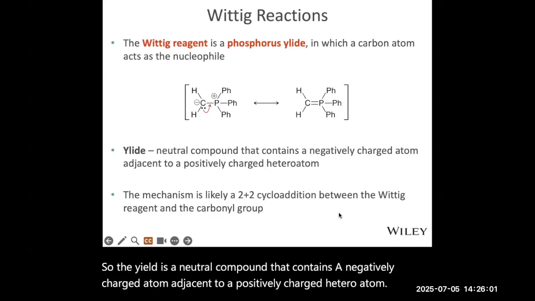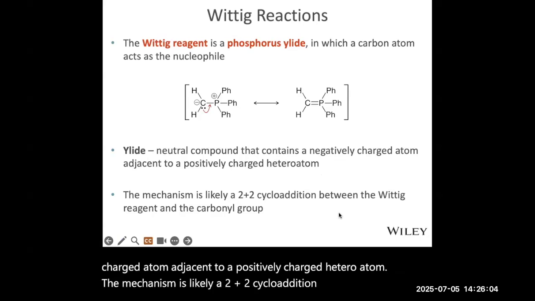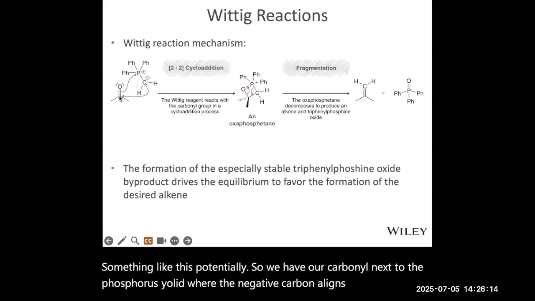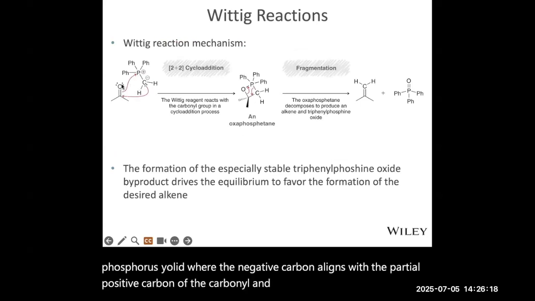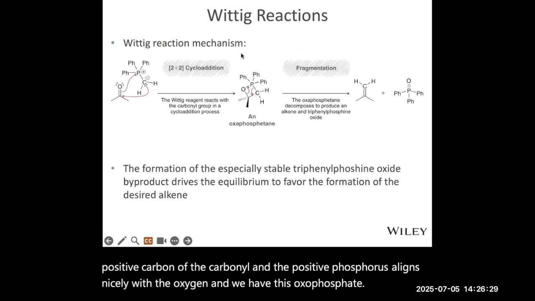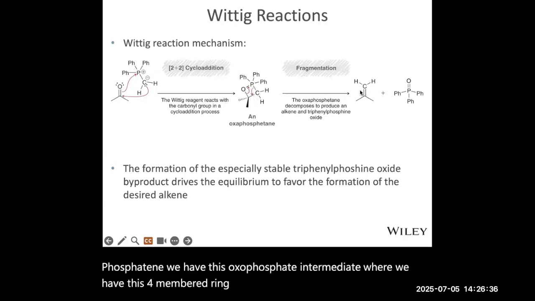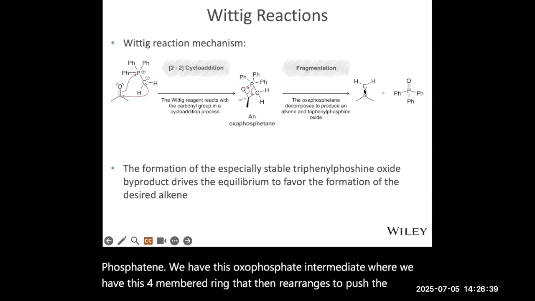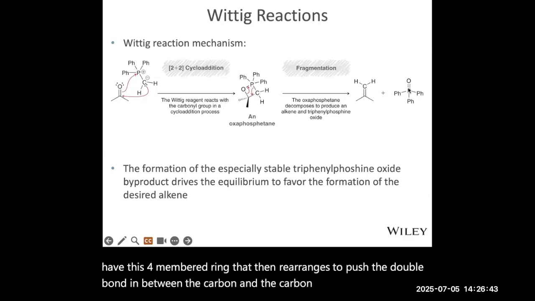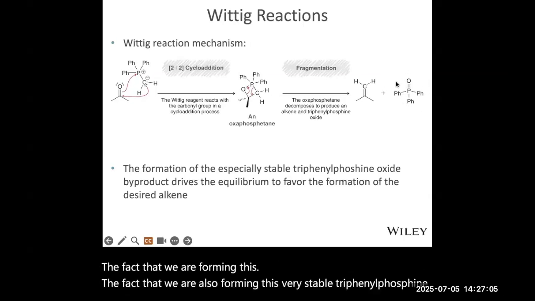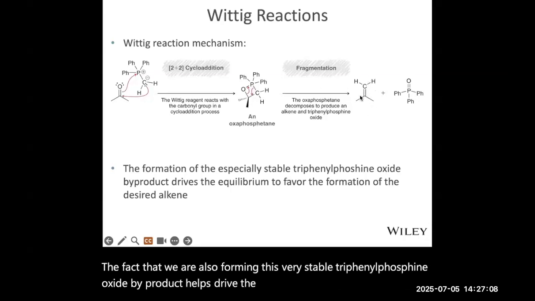The mechanism is likely a 2+2 cycloaddition between the Wittig reagent and the carbonyl, something like this potentially. So we have our carbonyl next to the phosphorus ylide, where the negative carbon aligns with the partial positive carbon of the carbonyl, and the positive phosphorus aligns nicely with the oxygen. We have this oxaphosphetane intermediate, where we have this four-membered ring that then rearranges to push the double bond in between the carbon and the carbon here, giving us the double-bonded oxygen to our phosphorus. The fact that we are also forming this very stable triphenylphosphine oxide byproduct helps drive the equilibrium to favor the formation of the alkene.